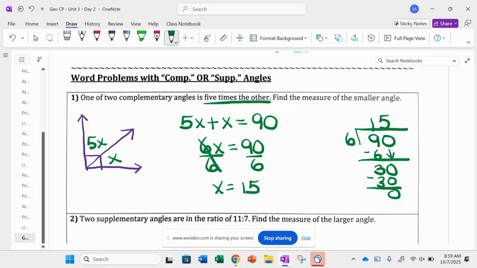So it says find the measure of the smaller angle. Do you think the smaller angle will be x or 5x? X. So we're going to say x equals 15 degrees, and that's our answer. That's the smaller angle.